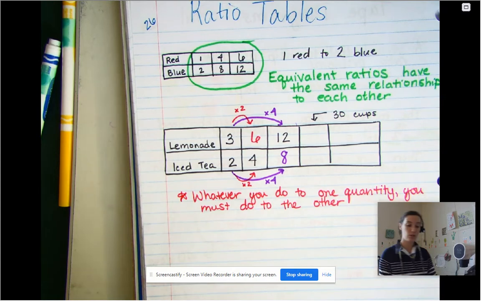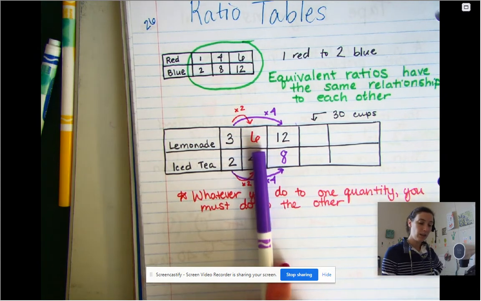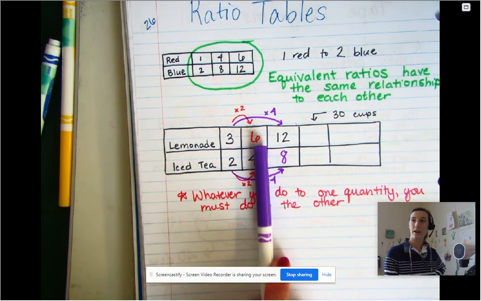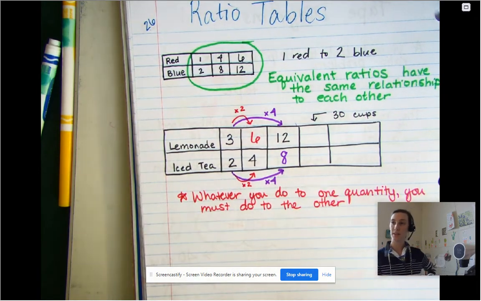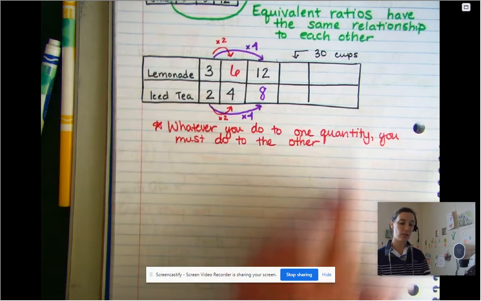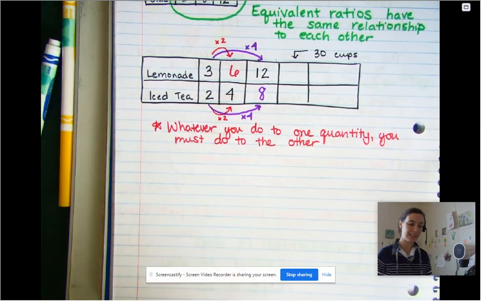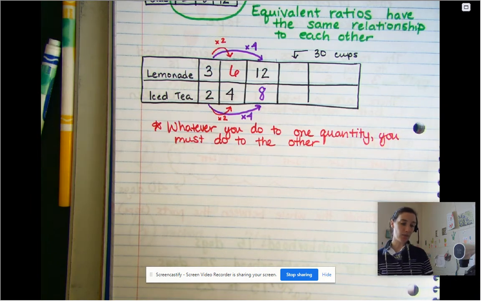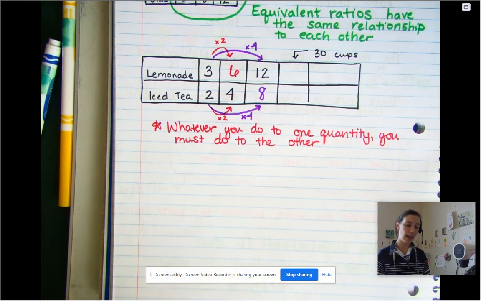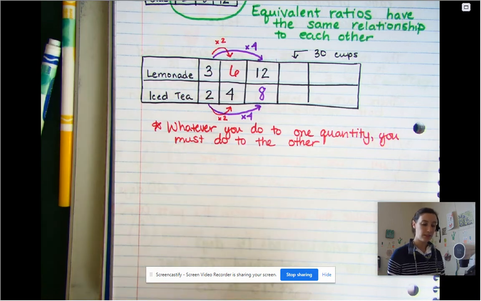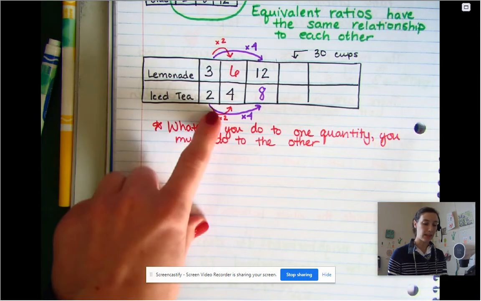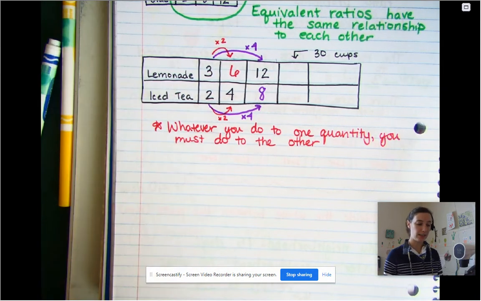Another double check I could do on that is we already know that it should be 6 and 4. So I can check, well, 6 times 2 is 12, 4 times 2 is 8. Still works. Let's say, how about this 30 cup business? So I know that I have 30 cups and I need to split them between lemonade and iced tea.